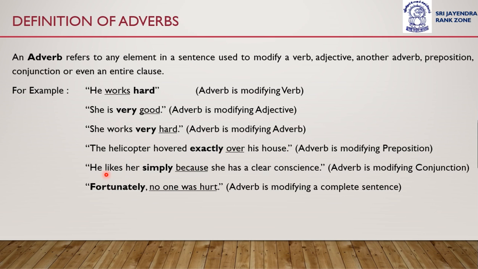Okay. Next example. He likes her simply because she has a clear conscience. Adverb is modifying conjunction in this sentence. How? He likes her simply. Simply is an adverb in the sentence and because is a conjunction which is joining two sentences. Therefore, simply which is an adverb is modifying because which is a conjunction. He likes her simply because she has a clear conscience.